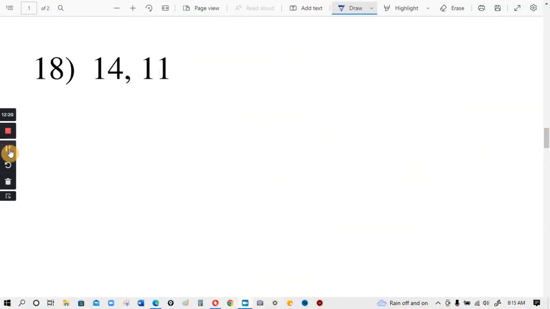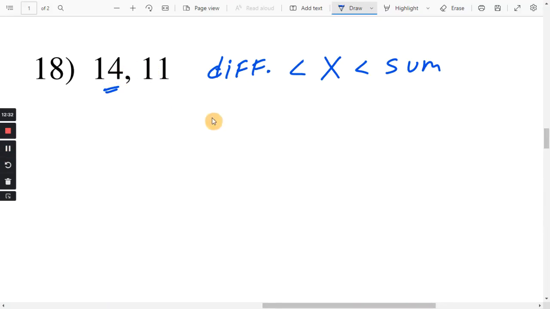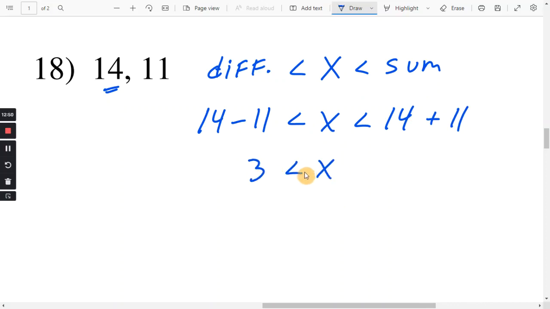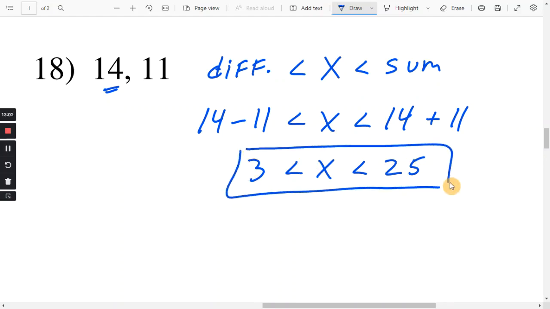Okay, please try number 18. All right, we said x is between the sum and the difference. For the difference or subtraction, you put the bigger number first. So 14 minus 11 is the difference, and that's going to be less than x. And for the sum, it's going to be 14 plus 11. All right, 14 minus 11 is 3. And that's less than x. And 14 plus 11 is 25, and that's greater than x. So x is between 3 and 25.